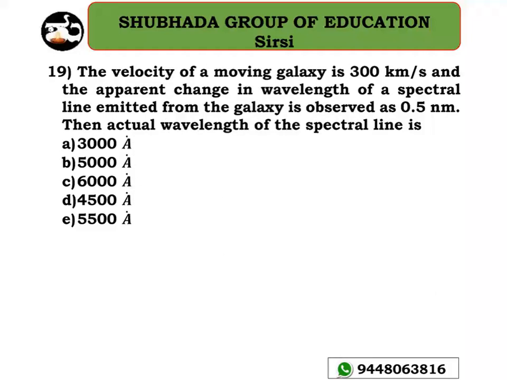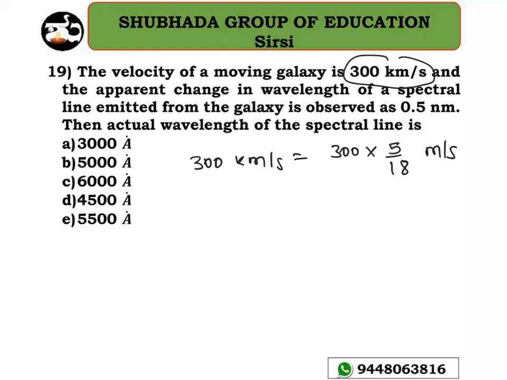Look at the next problem. The velocity of a moving galaxy is 300 kilometer per second. Suppose you want to convert kilometer per hour into meter per second; at that time you have to multiply by 5 by 18 to get meter per second. This is compulsory, do not forget it.